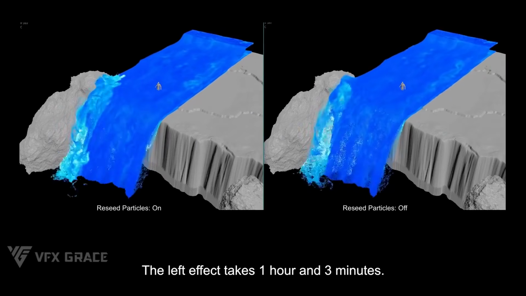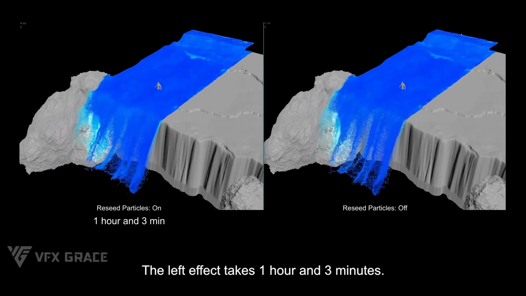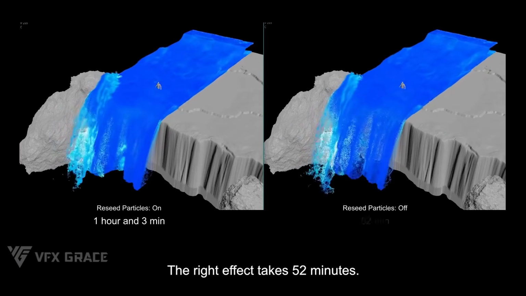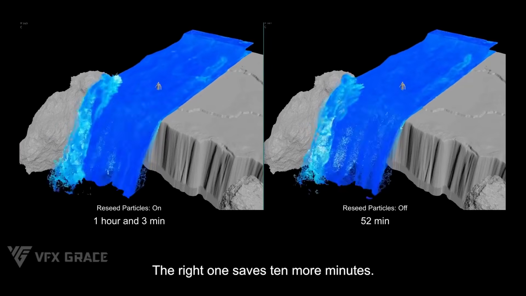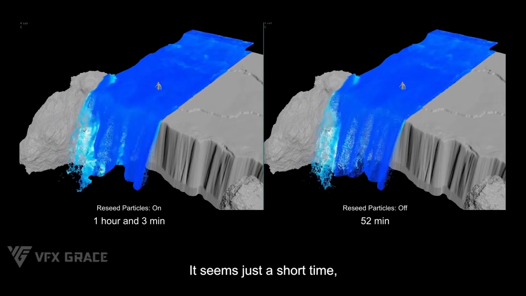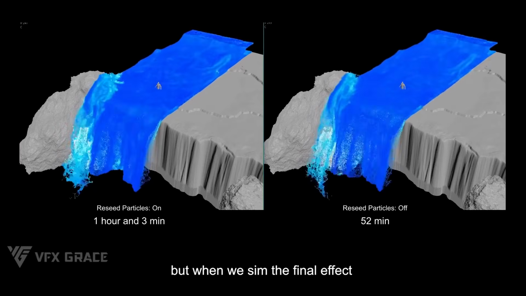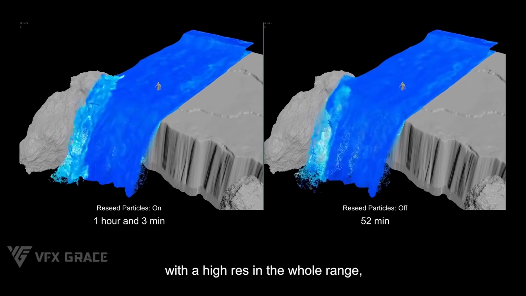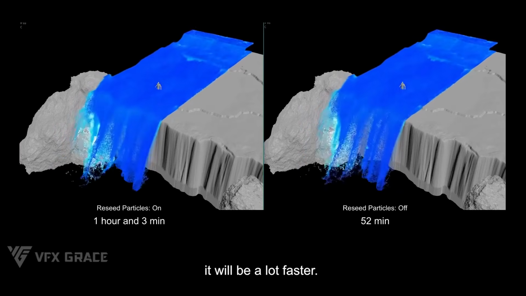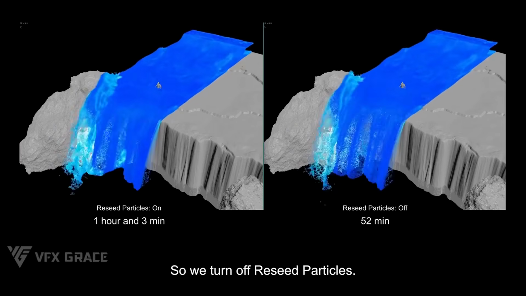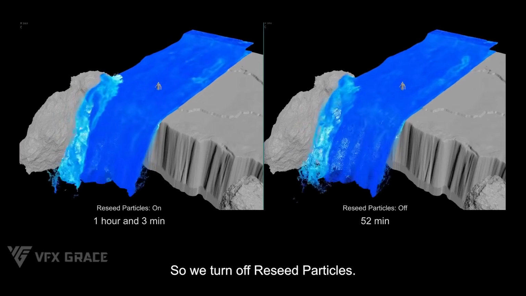The left effect takes 1 hour and 3 minutes. The right effect takes 52 minutes. The right effect saves 10 more minutes. It seems just a short time, but when we sim the final effect with a high res in the whole range, it will be a lot faster. So we turn off reseed particles.